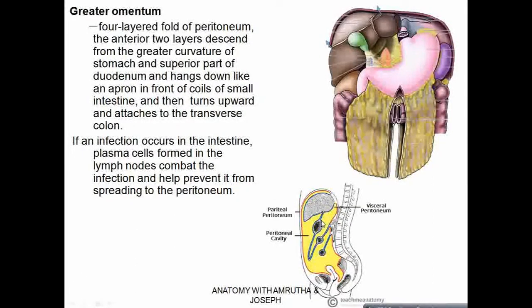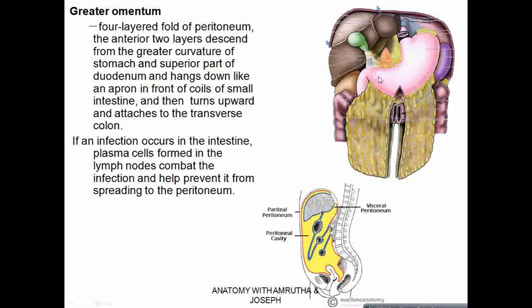Now let's see here, there are two layers of the lesser omentum, an anterior layer and a posterior layer. The lesser omentum is going to cover the stomach. The stomach has two surfaces, an anterior surface and a posterior surface. The first layer is going to cover the anterior surface, and the second layer is going to cover the posterior surface of the stomach, then it reaches the greater omentum.